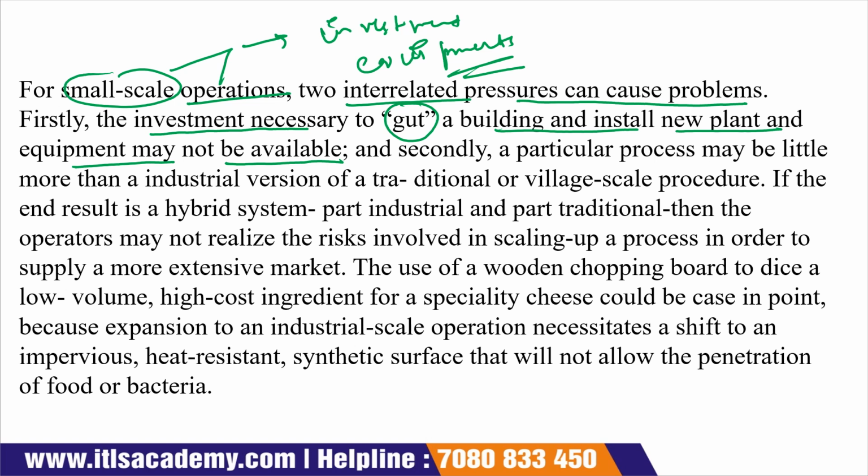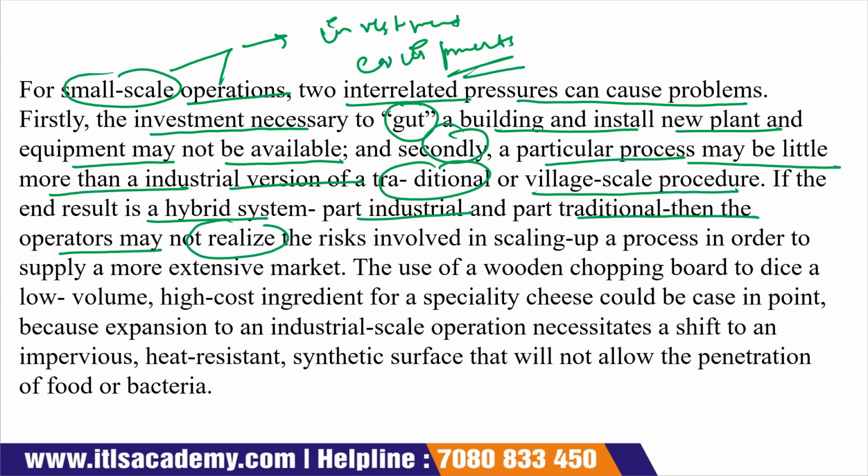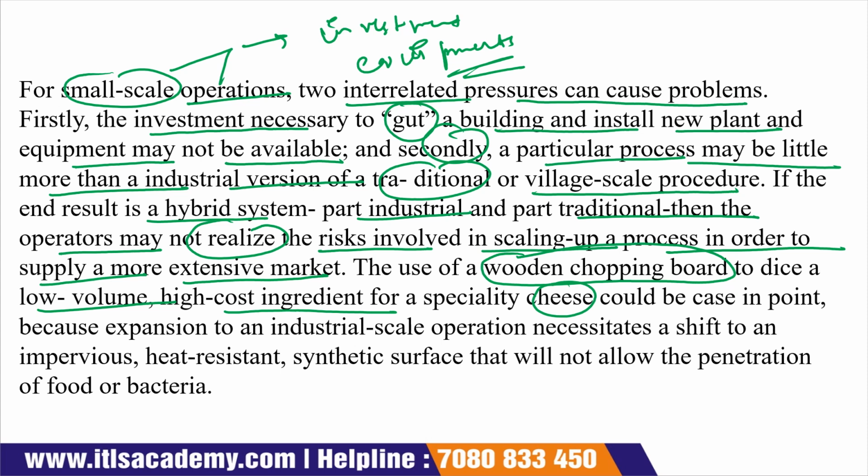Secondly, a particular process may be little more than an industrial version of a traditional or village scale procedure. If the end result is a hybrid system, part industrial and part traditional, then the operator may not realize the risk involved in scaling up a process in order to supply a more extensive market. Take the use of a wooden chopping board to dice low volume, high cost ingredients, especially in the case of cheese. Extension to an industrial scale operation necessitates a shift to an impervious, heat resistant synthetic surface that will not allow the penetration of food or bacteria.